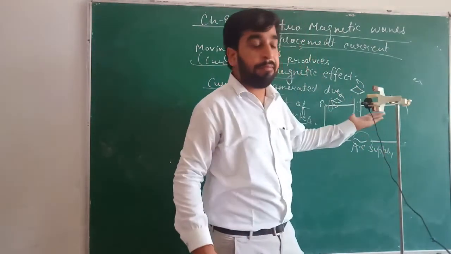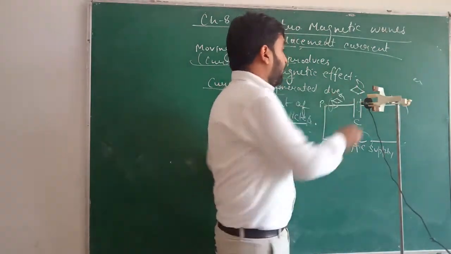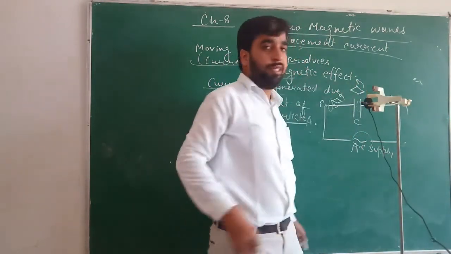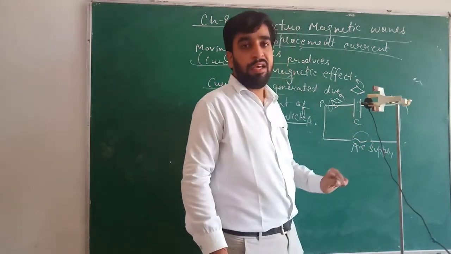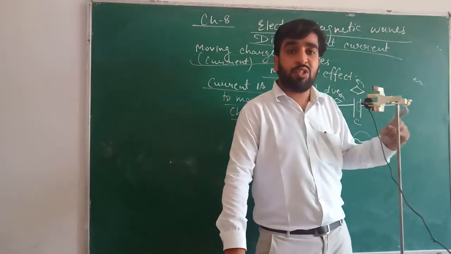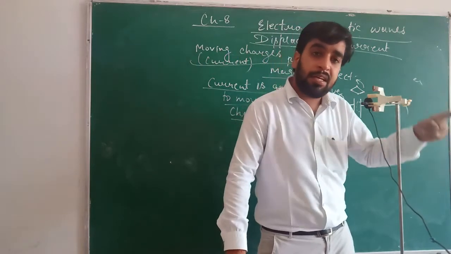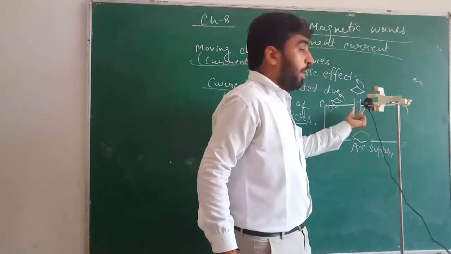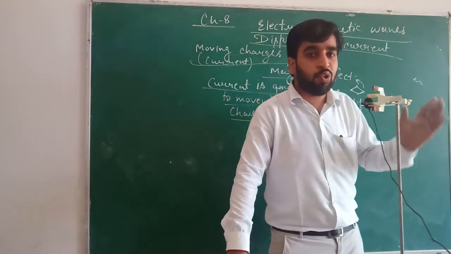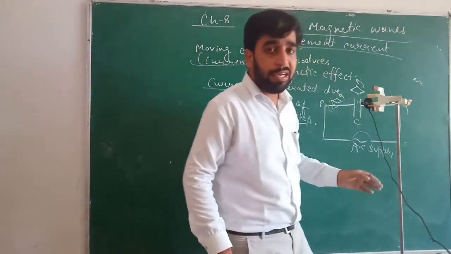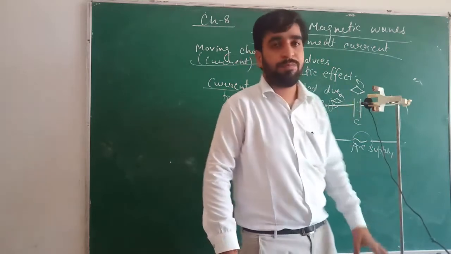Maxwell did the experiment. He found that because this magnetic needle is showing deflection, the deflection shows that there is a presence of magnetic field, and the presence of magnetic field shows that there should be current present here. But in vacuum, how can the current be present? Because current is generated due to the movement of charge particles, that is, electrons or protons.